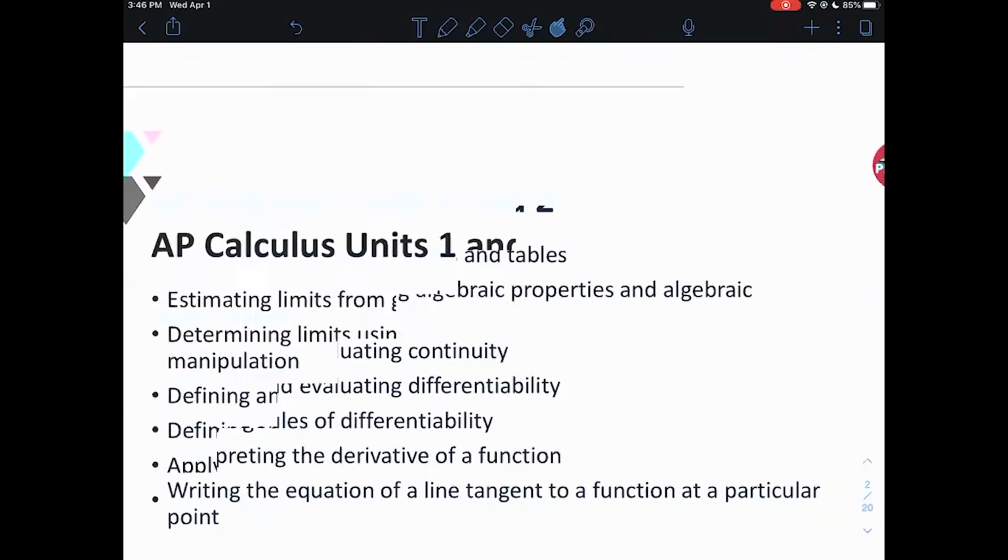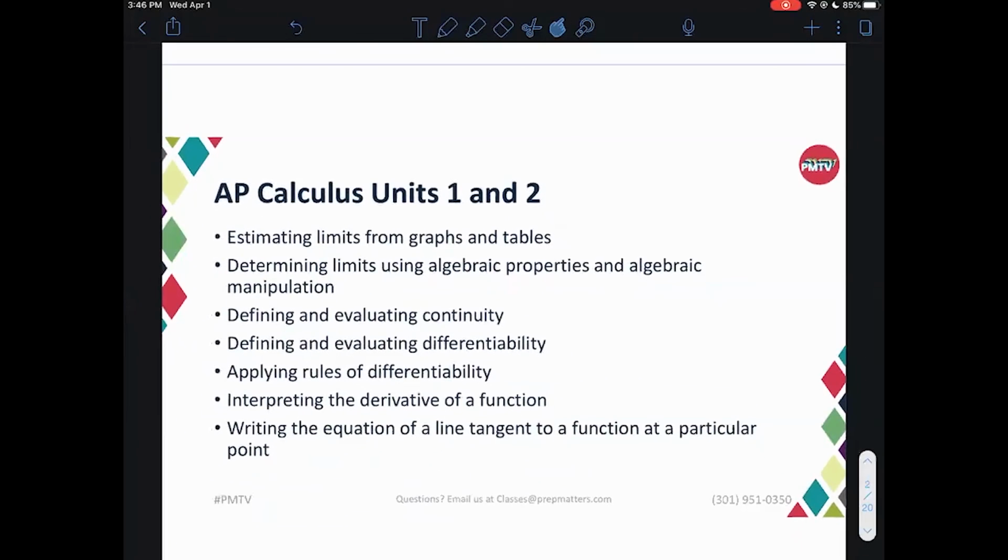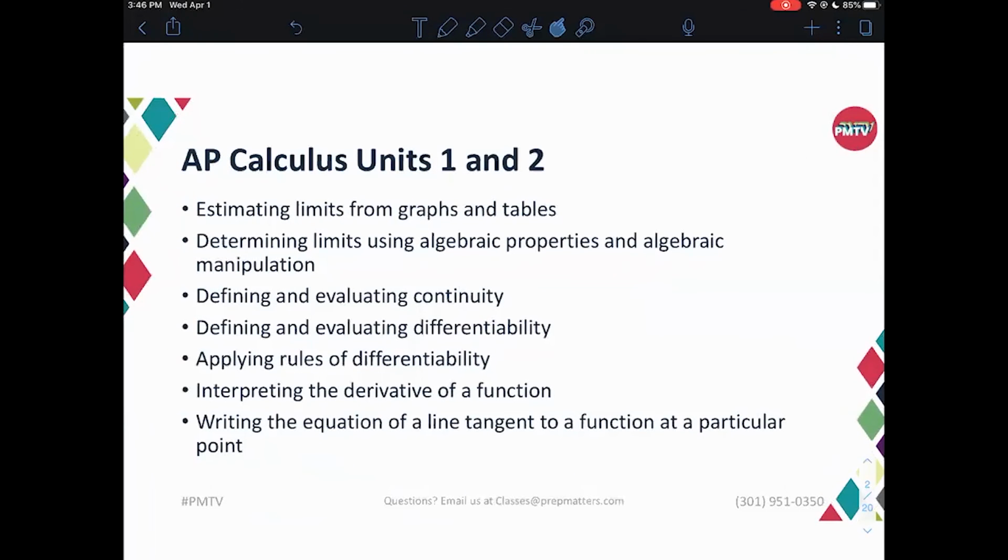So let's go ahead and get started with what we're going to talk about today. And again, I just kind of mentioned this, but today's session is going to look a little bit different than most of the other sessions that we will be going through, because this is the background information of calculus. These are the building blocks of calculus.